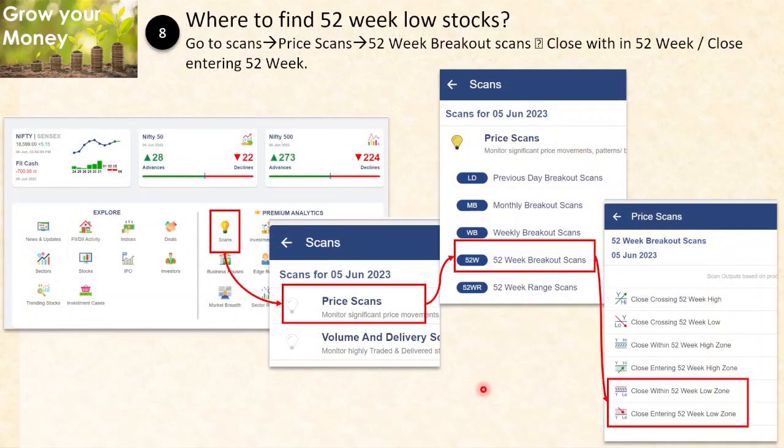If you want to identify some of the stocks which are very near to the 52-week low, then you can click on the scans here, click on the price scans, and then 52-week breakout. Here you have two options, close within 52-week zone and close entering 52-week. So if you click on these, you will find some of the stocks which are very near to the 52-week low, wherein you can enter and then make some good profit out of that.